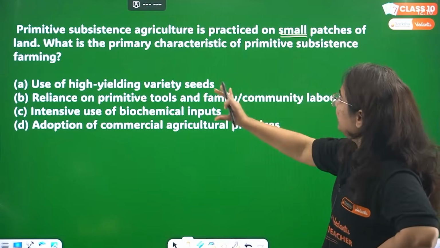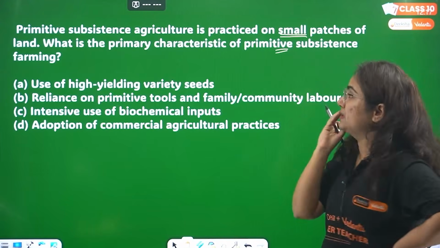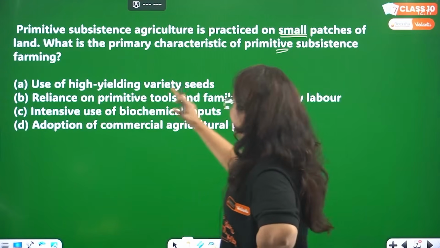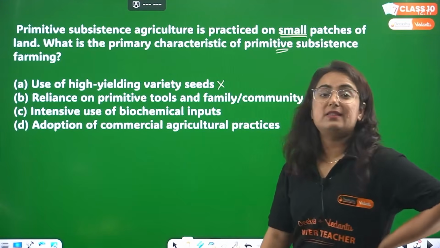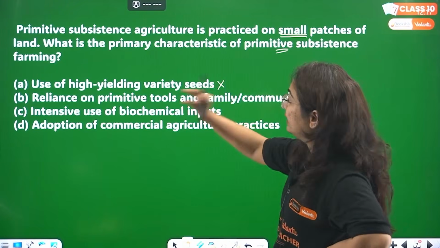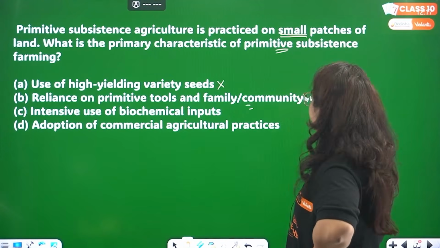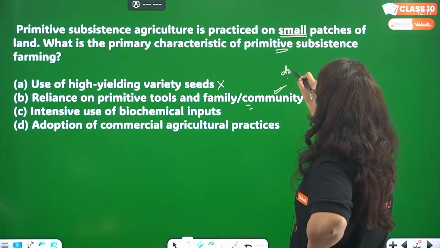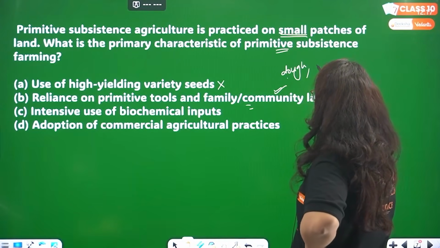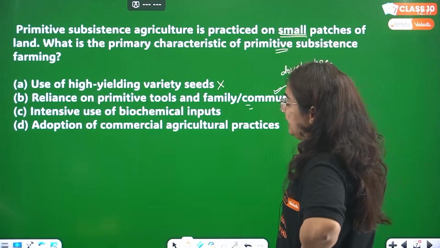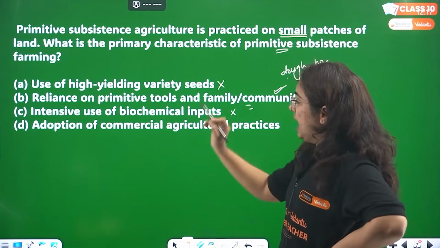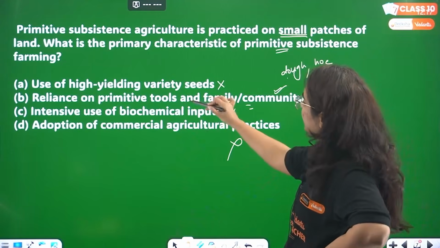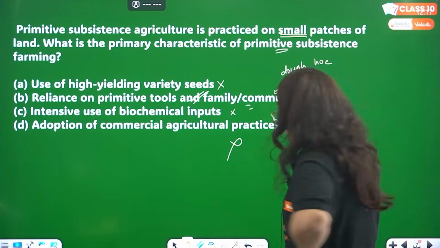So what are the primary characteristics of primitive subsistence farming? Use of high yielding variety seeds? No, this is in commercial farming. Reliance on primitive tools and family community labor. Yes, this one is correct. Primitive tools like the plough, digging sticks, hoe, etc. Intensive use of biochemicals? No. Adoption of commercial agriculture practices? Nope. So which is the correct answer, beta? B is the correct answer in this question.